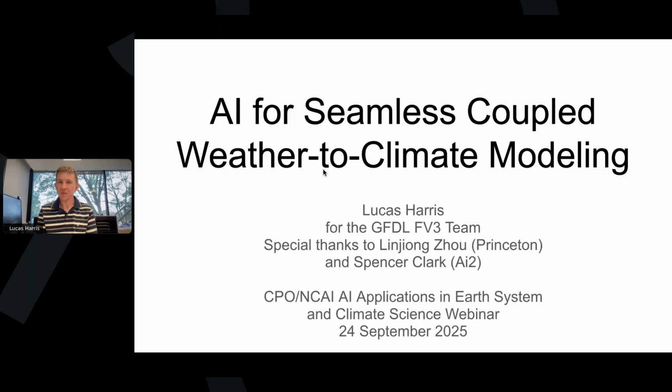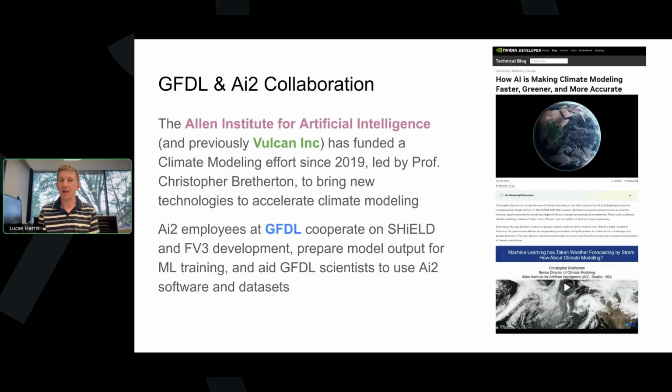So I want to make sure that the people who have done the excellent work here get the proper credit. GFDL and AI2 have had a collaboration going back to 2019. This started with what was originally Vulcan Inc.'s climate modeling effort, which was started by Professor Chris Brotherton to bring new technologies to accelerate climate modeling. This originally meant both artificial intelligence and GPU acceleration of models, an effort that I'll talk a little bit more about later.